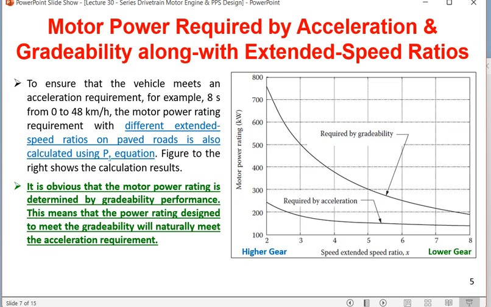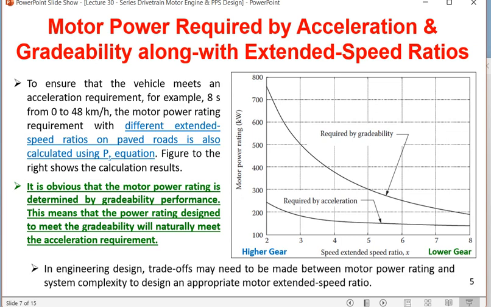in this case we will say that the vehicle or motor design or powertrain or drivetrain design is not proper. So it is obvious that the motor power rating is determined by gradability performance. That means how well we can accelerate on the hill. This means that the power rating designed to meet the gradability will naturally meet the acceleration requirement. So the final thing is the vehicle should be able to accelerate easily when it is on a grade or on an inclination. If the vehicle can accelerate easily when it is kept on a grade, then we can say that the vehicle has really high power or the drivetrain is designed properly.